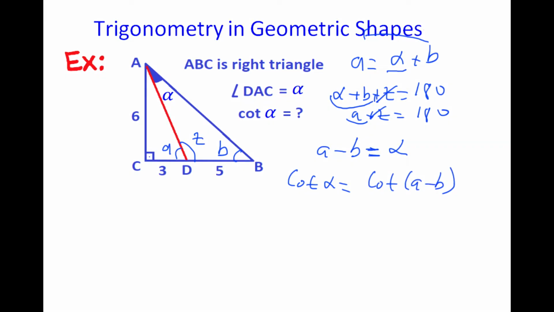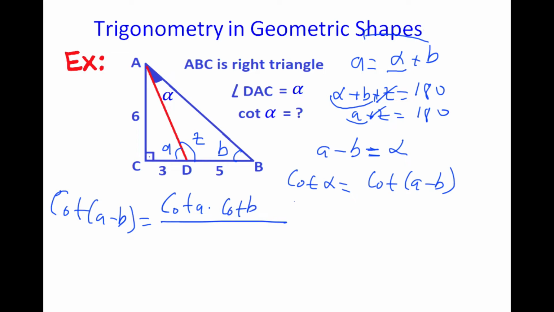Now we need to remember the difference formula for cotangent. Cotangent of A minus B is equal to cotangent A times cotangent B plus 1, divided by cotangent B minus cotangent A. Here we need to find out what cotangent A and cotangent B are. Cotangent A, from A's perspective, is adjacent divided by opposite, which is 3 divided by 6, which simplifies to 1 divided by 2.